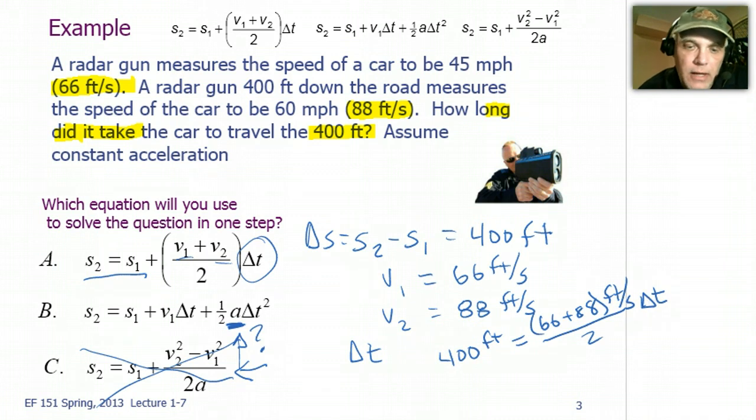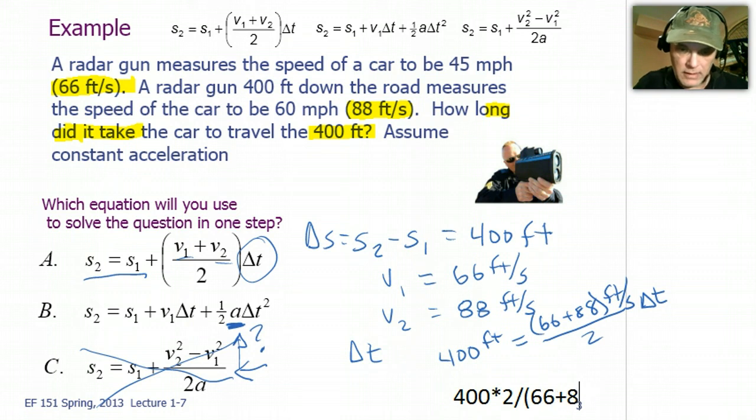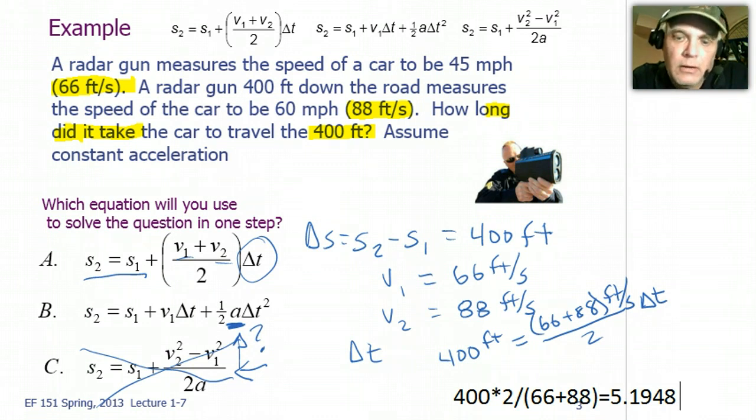I'm going to try something out here, and in my OneNote program, I can hopefully type in delta t as something like this: 400 times 2 divided by 66 plus 88, just like you would on your calculator. So 5.1948, or about 5.2 seconds to go that 400 feet, accelerating from 45 to 60 miles an hour. Okay, you can pause that, rework it, think about it. I'll go on.